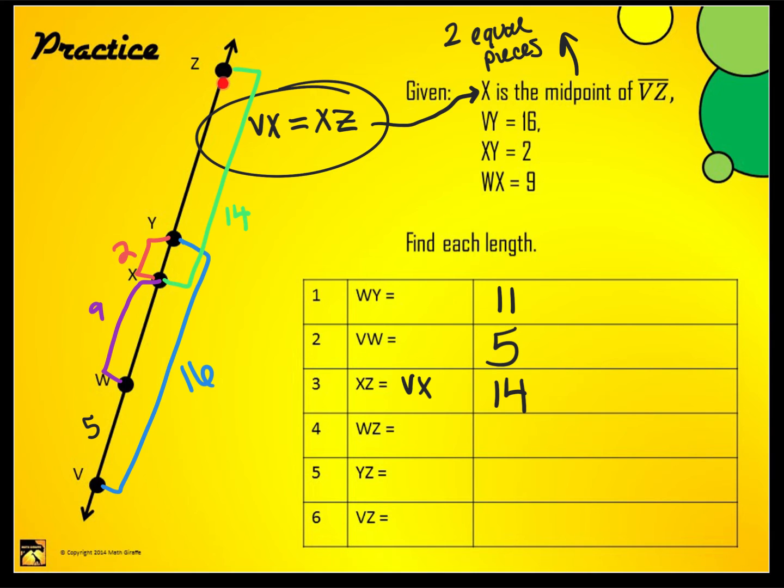So we know from Z to X is 14, and we know from Y to X is 2. So to find this piece, we're going to take our big 14 minus our smaller chunk here of 2, which would give us from Y to Z being 12.